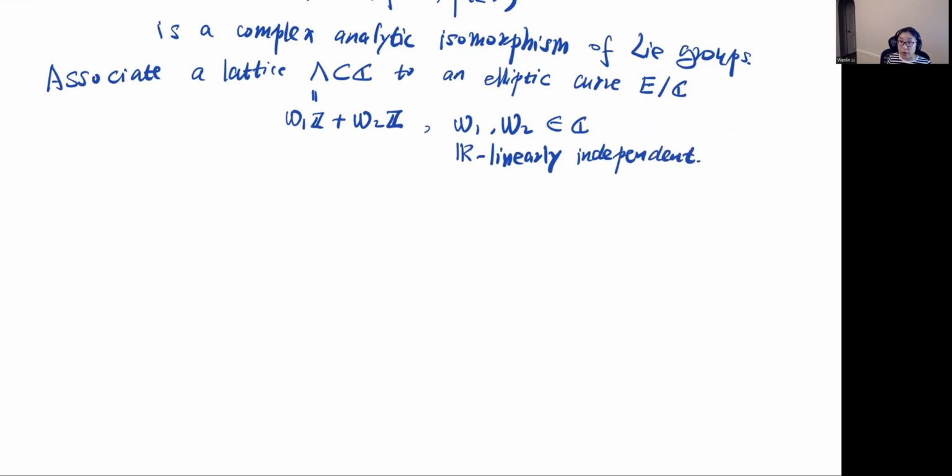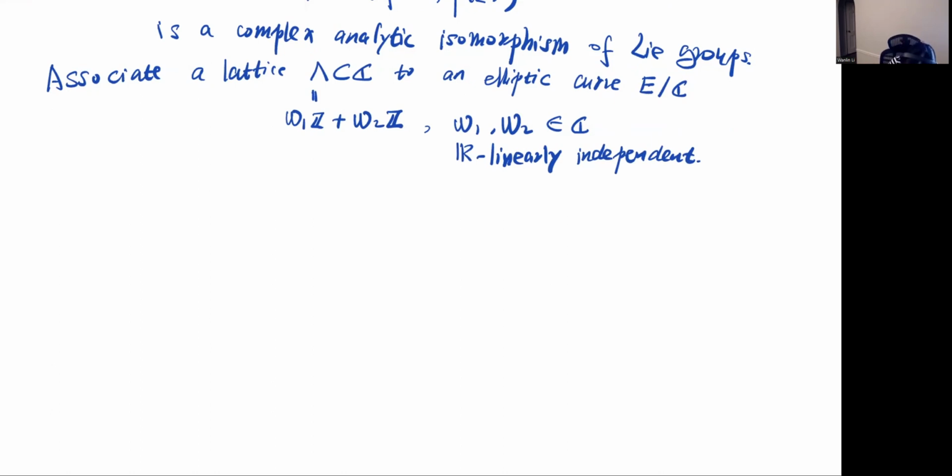Right? Okay, so great. So this means that if I want to construct a lattice, I only need to give you two complex numbers, essentially. Okay, so now the question becomes, if I have an elliptic curve, how do I construct two complex numbers? How do I pull two complex numbers out of my elliptic curve?